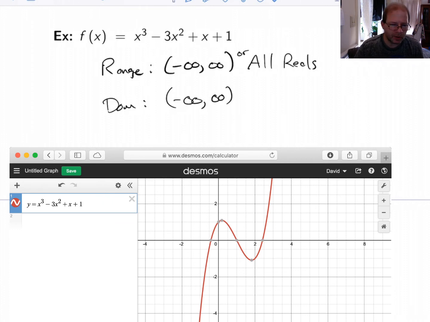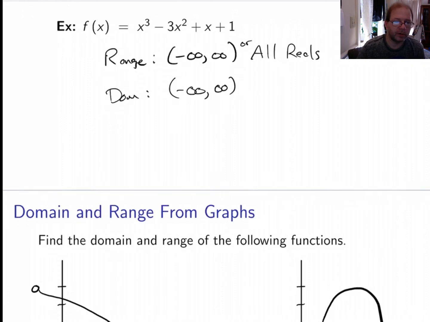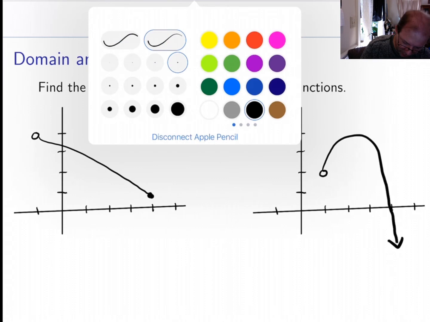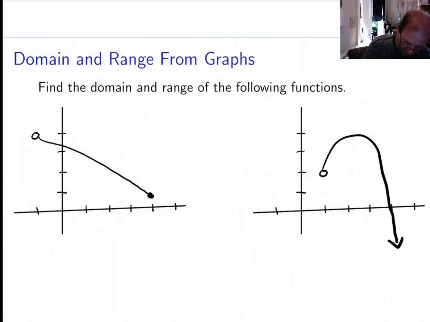All right, I want to do a couple more sort of strange looking graphs. Let's look at these guys. This one, let's look at it first. I'll do this in blue. Its domain, if we look at all the points on this graph, it contains everything from here down to there. It doesn't actually contain this point up top, though.